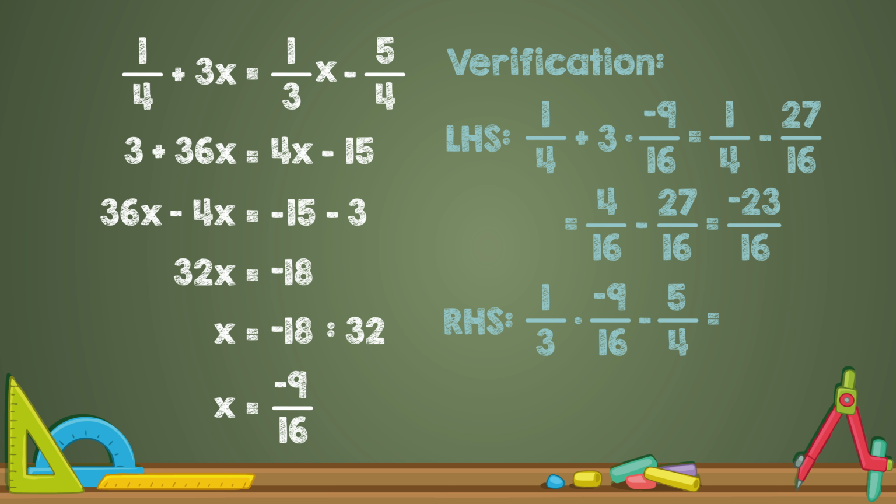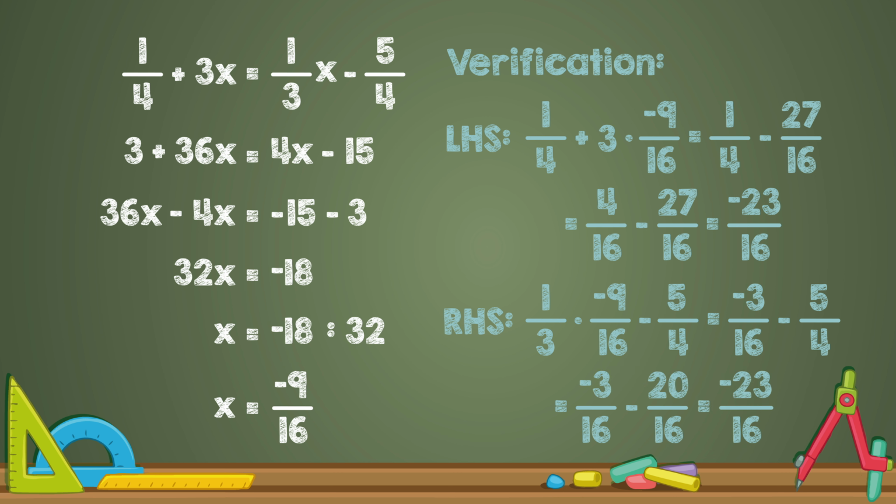1/3 times -9/16 gives -3/16. We make the same denominator, 16, then we get -3/16 minus 20/16, and that also gives -23/16. Our left-hand side is the same as our right-hand side, so the check is successful.